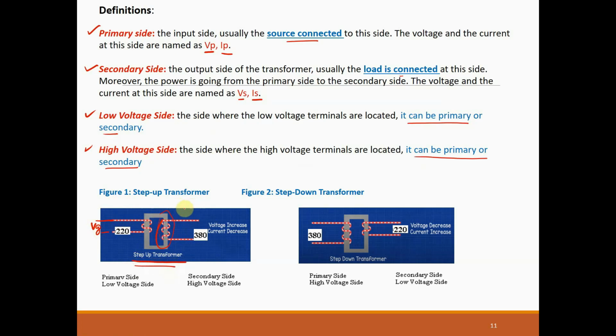Now, the same transformer is this one. But in this case, I have to connect the source on the left side, across this terminal where there are more windings. So this is used as a step down, right? Step down. So I have the same transformer. I connected the source here, it is a step up. I connected the source here, it will become step down.